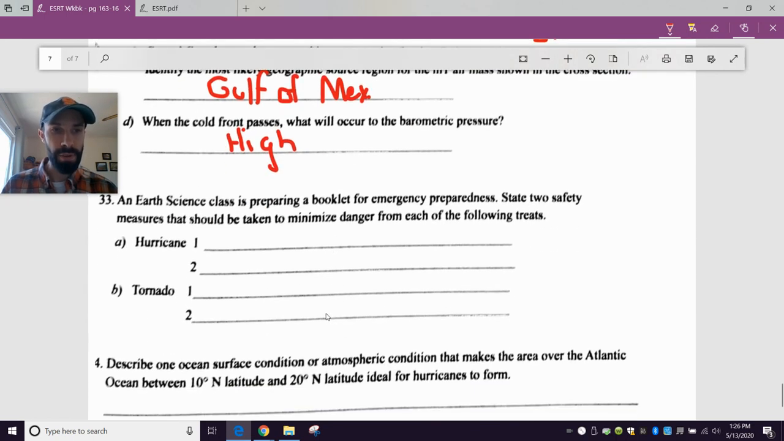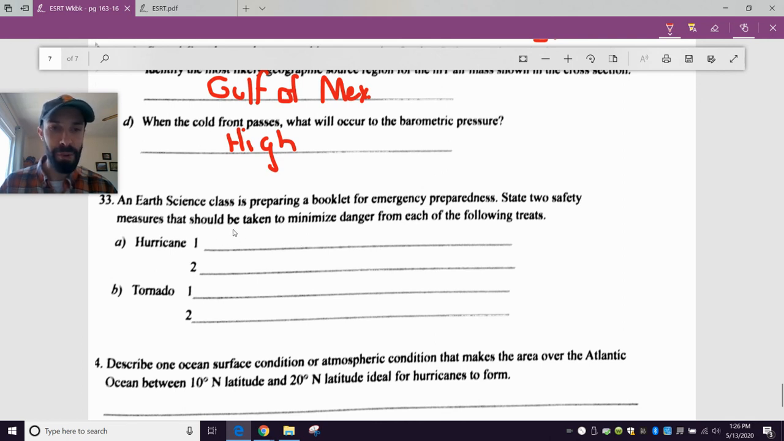All right, 33A and B. These are always fun. Okay, emergency preparedness. How do you prepare for danger from a hurricane or a tornado? Okay, first aid kit is for some reason everybody's first choice. Cool, that's fine. Yeah, you could say that.